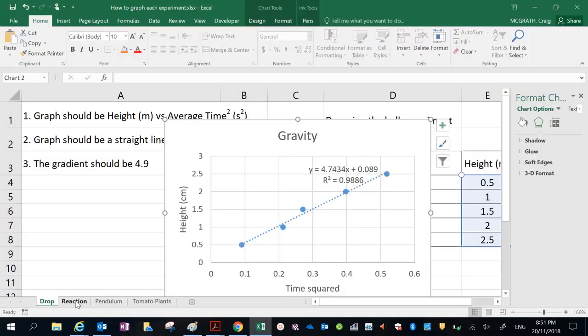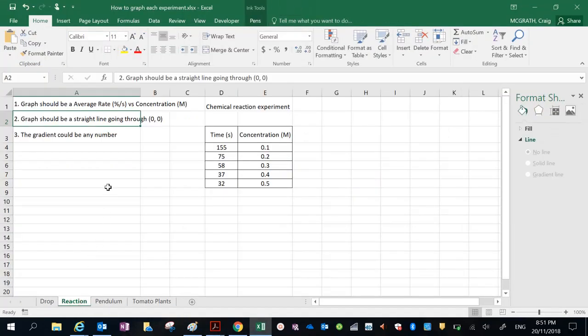So there's the drop. Let's look at the reaction one. The graph should be average rate, so percent per second, versus concentration. So at the moment we've only got time. Now, the rate, or percent per second, is 100 divided by the time. Whatever the time was in seconds.